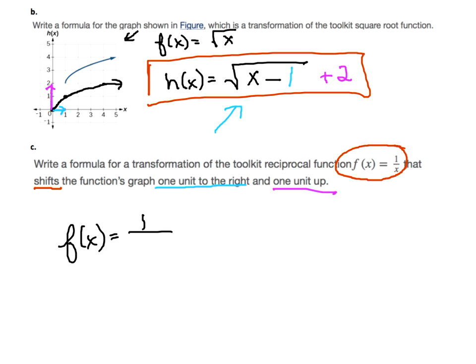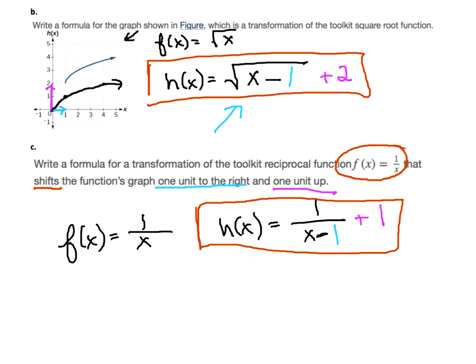So I start out with f of x being 1 over x, and my new h of x, it's got to have that same structure, and I'm subtracting always, so I'm moving 1 unit to the right and 1 unit up. Okay, so that's all I have for you on shifting, so horizontal and vertical shifting.